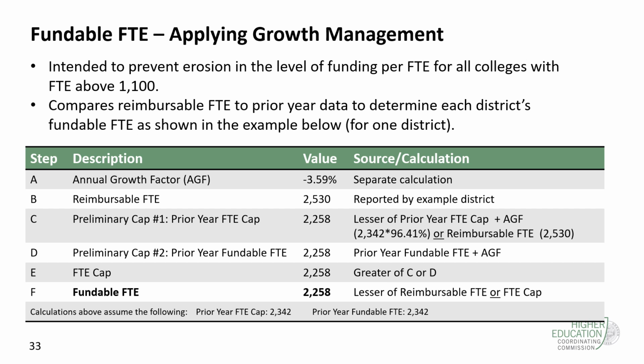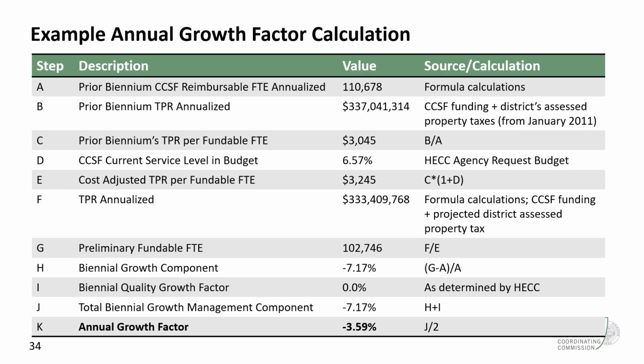So the annual growth factor is important because it's used as a comparison tool, again, to prevent the erosion of funding. So this compares reimbursable FTE to prior year data to determine the number of fundable FTE based on an FTE cap. And here's the annual growth factor calculation. It's multiple steps, and you can follow along. This chart is exactly step by step how we calculate the annual growth factor.